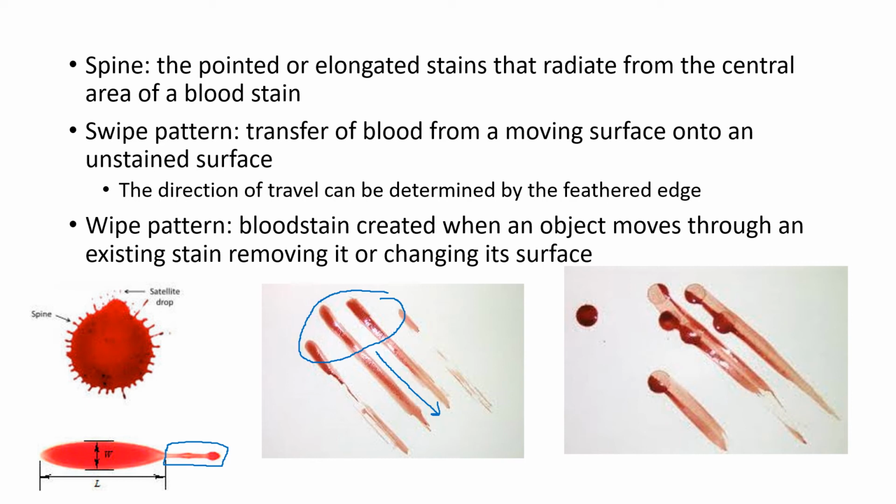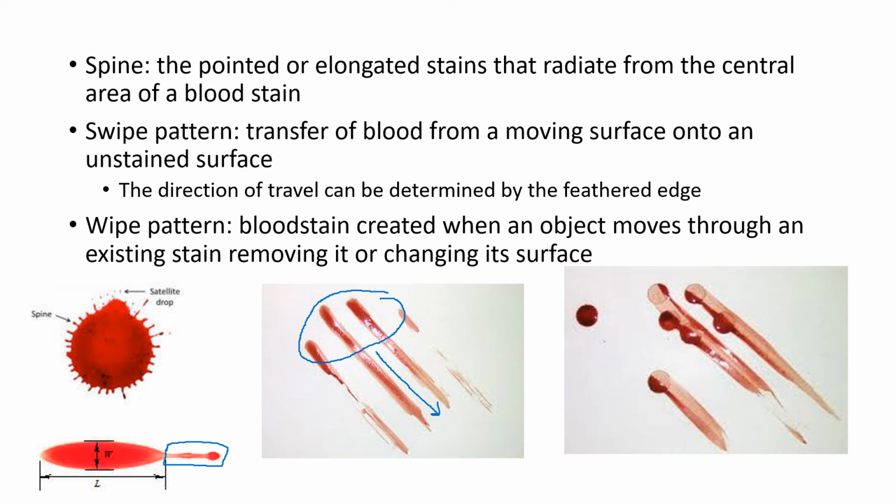We also have wipe patterns. This is where there's a blood stain that is already on an object, and then you have an object that moves through that existing blood stain, changing its surface. So here, there were blood drops that were already on this surface. You can see them, even ones that are distorted, you kind of see that halo of where the original blood drop was. This is where someone's hand went through blood that was already there.